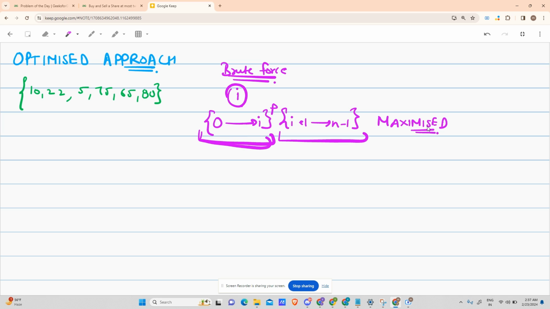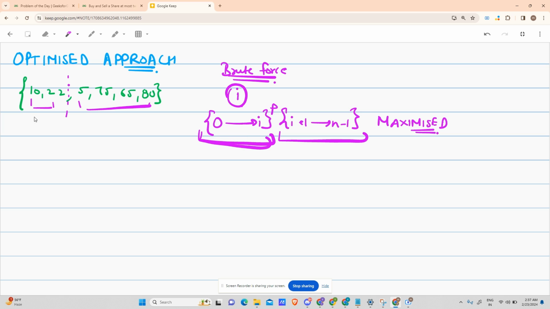Correct? Am I speaking correct? Yes. Suppose, what was our answer? Our answer was to buy at 10, sell at 22, buy at 5, sell at 80. So you are able to see that my array is actually divided into two partitions. Buy at 10, sell at 22, buy at 5, sell at 80, right?